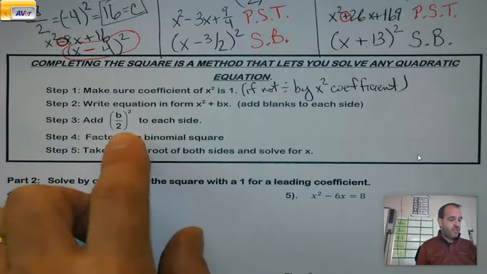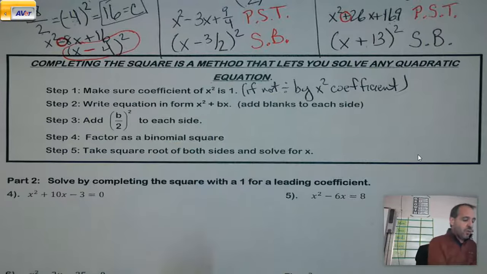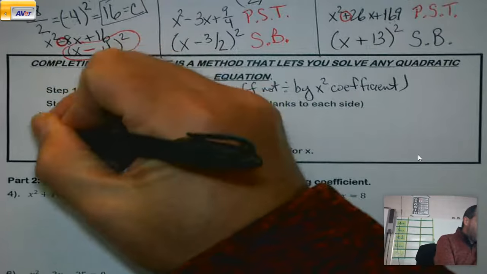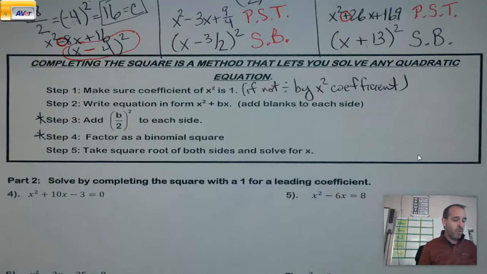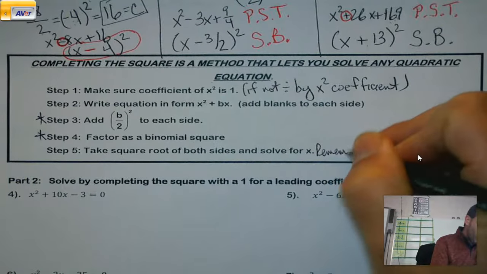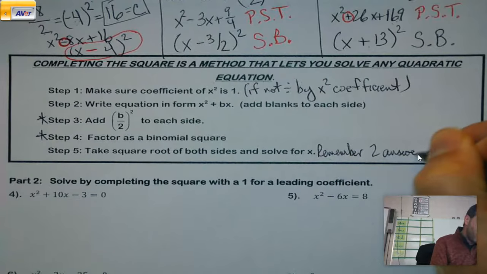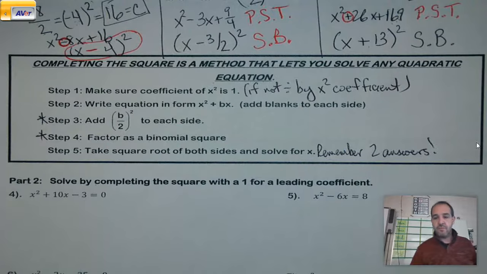Do your b divided by 2 squared, add it to each side. Factor as a binomial square. We just got done doing these two up in part 1. And then take the square root of both sides and solve for x. And just remember, these are quadratics, so you've got to have 2 answers.